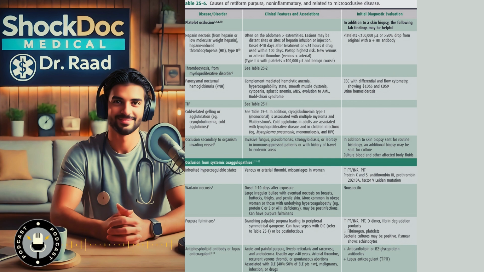A skin biopsy is sent for histology and culture, and blood cultures may also be warranted. Inherited hypercoagulable states. These conditions predispose patients to venous or arterial thrombi and, in women, recurrent miscarriages. Lab work should include PT-INR, PTT, and tests for protein C, protein S, antithrombin 3, prothrombin gene mutation 20210A, and factor V Leiden.